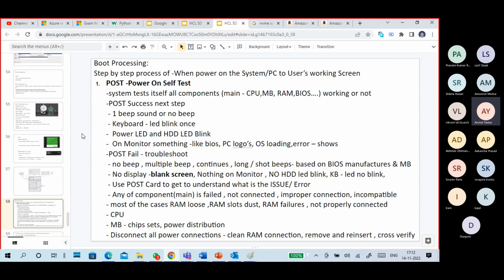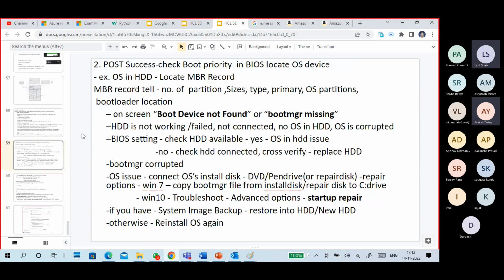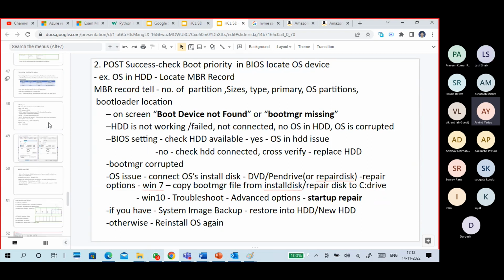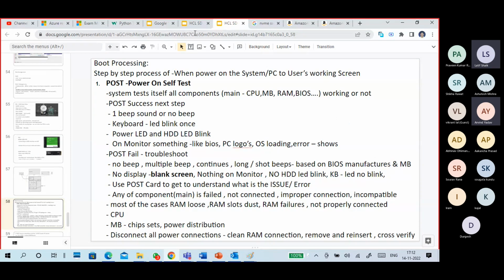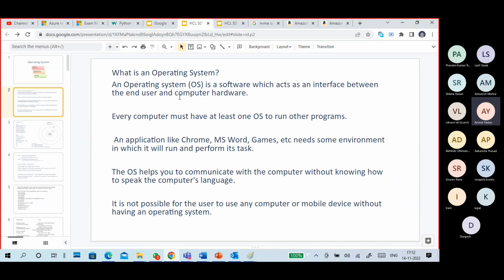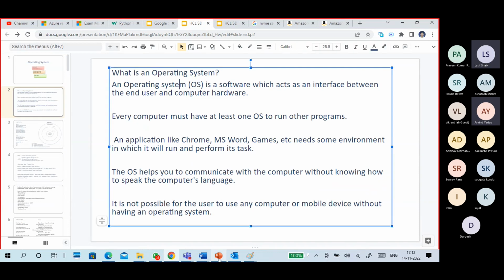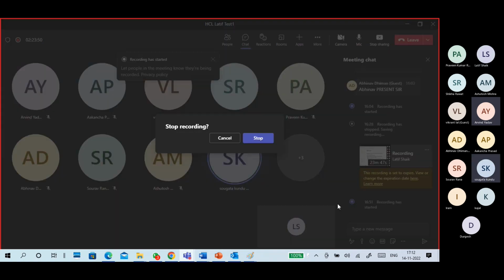I think we discussed the basics about the boot process. Otherwise we'll discuss tomorrow. Just take a 5 minute break, guys. 5 minutes is enough, I think. I will tell about the operating system. Okay, sir, just 5 minutes.